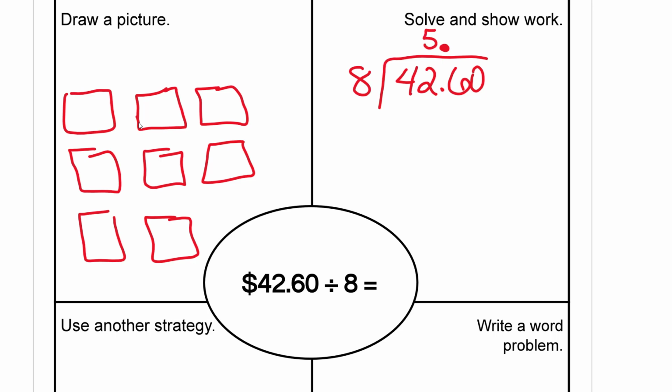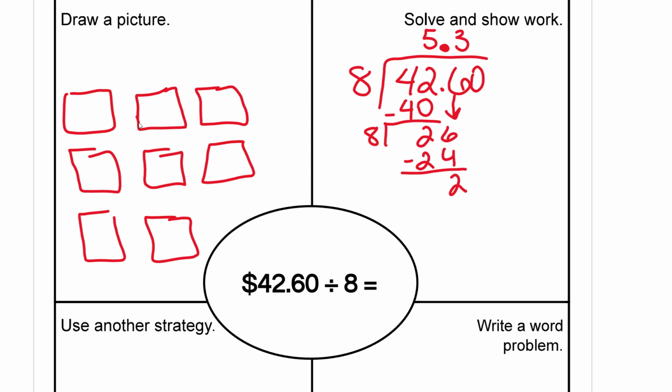So 5 times 8 is 40. And I am going to subtract, and that left me with 2. Remember, since I moved my decimal up, I'm ignoring this. And so I bring down the 6. I like to bring my stuff down so I remember what I'm doing. And so 8 goes into 26. It actually goes 3 times. 3 times 8 is 24. And so I'm going to subtract again, and I have 2 left over.